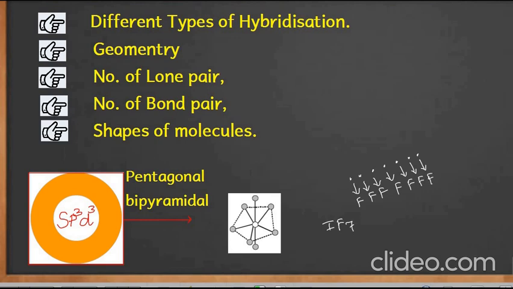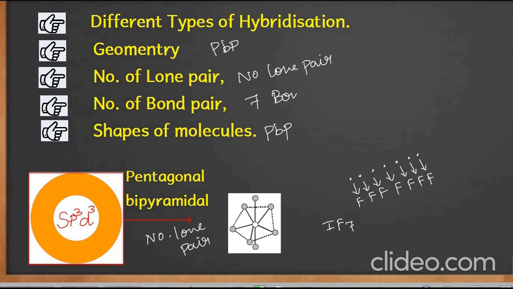So there is no lone pair. If there is no lone pair, the geometry is pentagonal bipyramidal, and the shape of the molecule is also pentagonal bipyramidal. There is no lone pair, so 7 bond pairs are there. No lone pairs, 7 bond pairs.